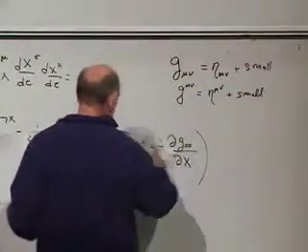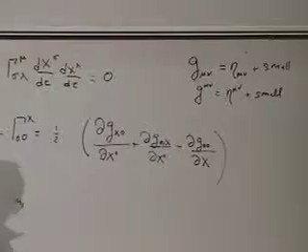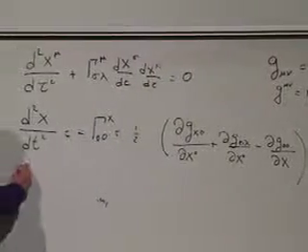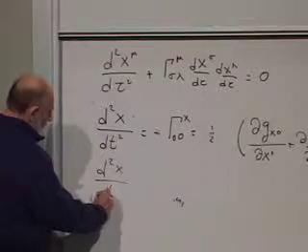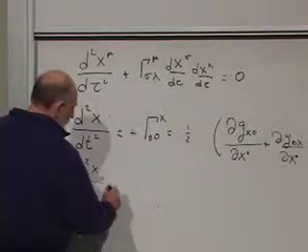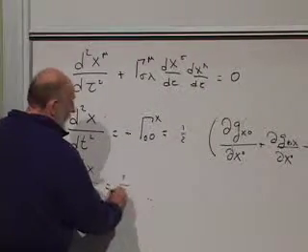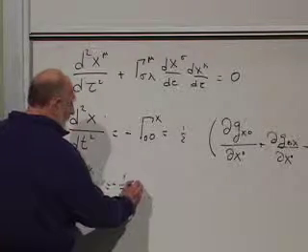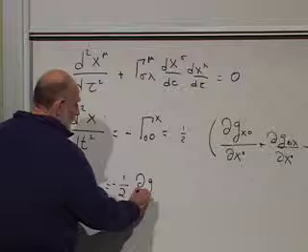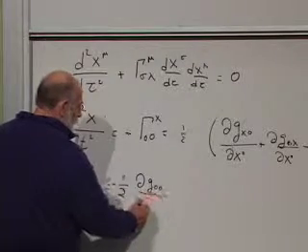The only big term is this one, and so altogether we get an equation that the second derivative of x with respect to t squared is equal to 1/2, with a minus sign it looks like to me, the derivative of g naught naught with respect to x.